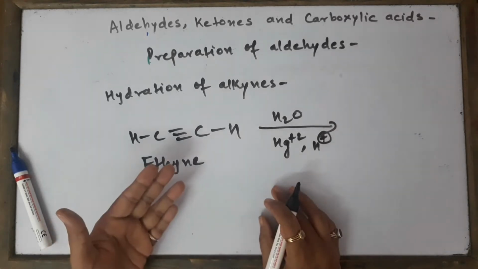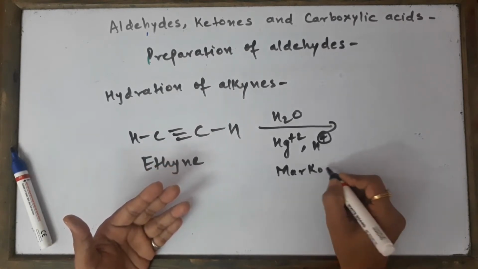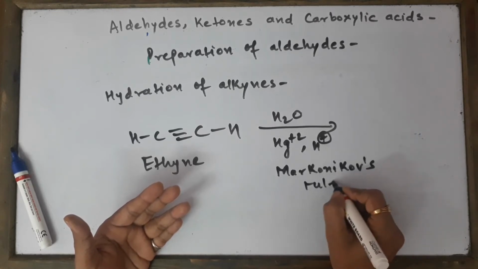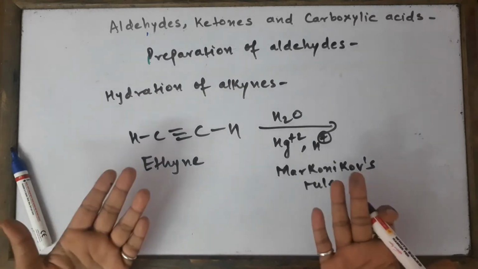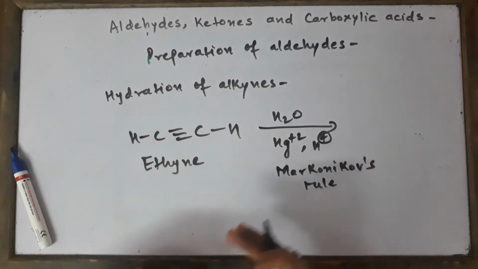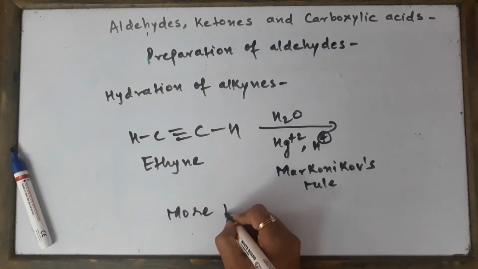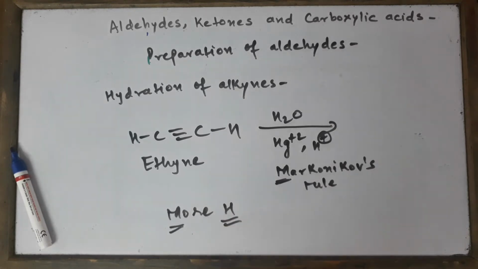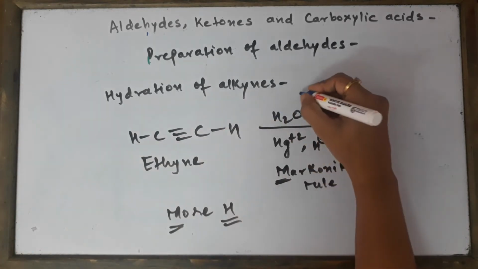So Markovnikov's rule says that, you should know the spelling. According to Markovnikov's rule, in a simple way, the hydrogen of the reagent, or the positive part of the reagent, gets added to that carbon which has already got more hydrogens. Remember, more hydrogens. M for Markovnikov's, M for more hydrogen. So where are you going to put the hydrogen of water?